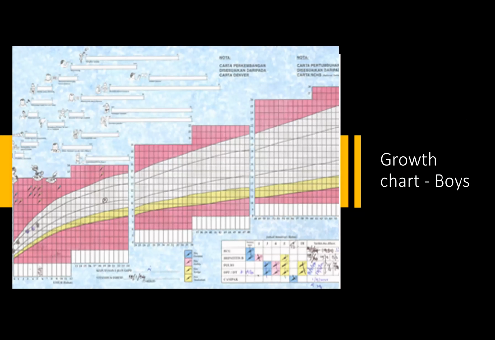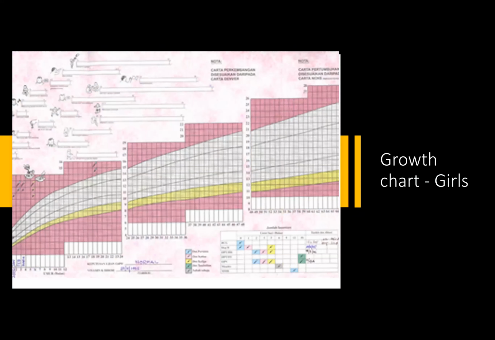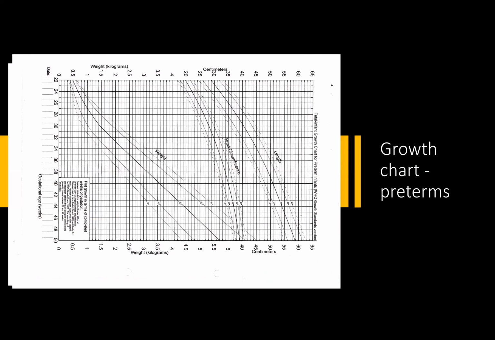Next. This is just to show the growth chart for the boys. Next. This is the growth chart for the girls. Next. And this is the growth chart for the preterm that we need to focus on. We need to check the weight, head circumference, and length to see whether it is normal based on the gestational age.